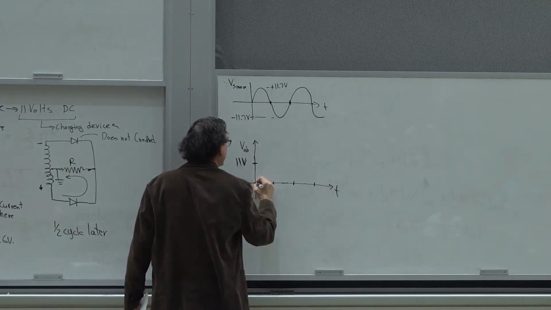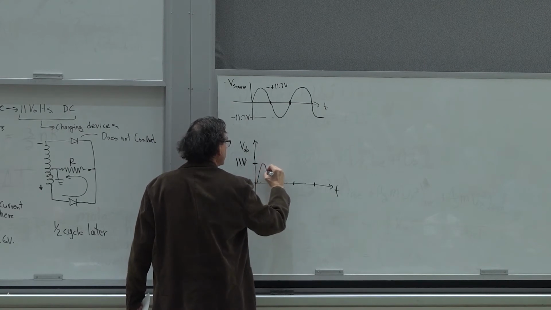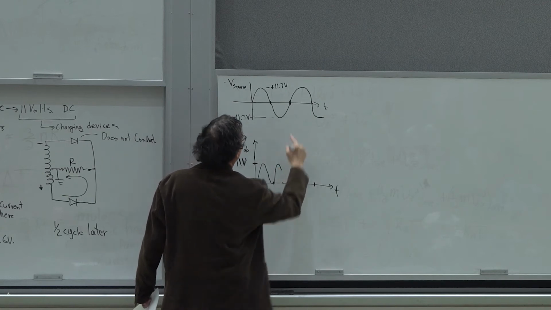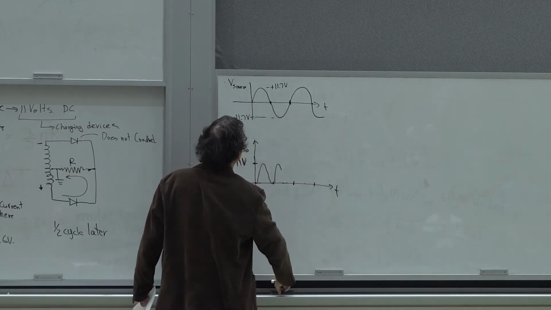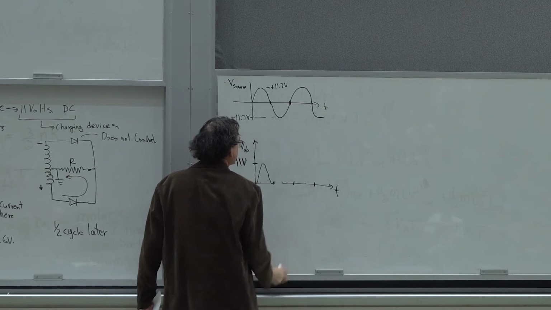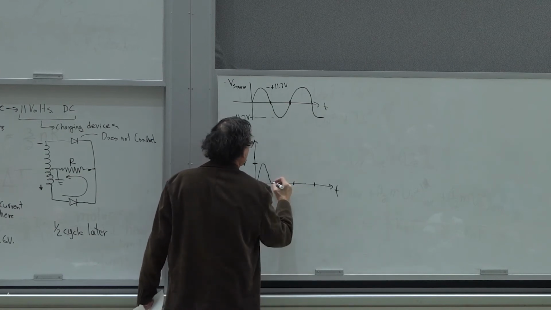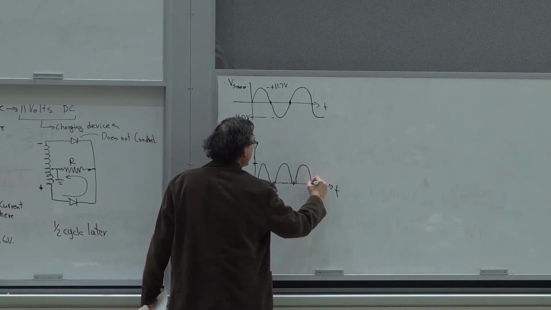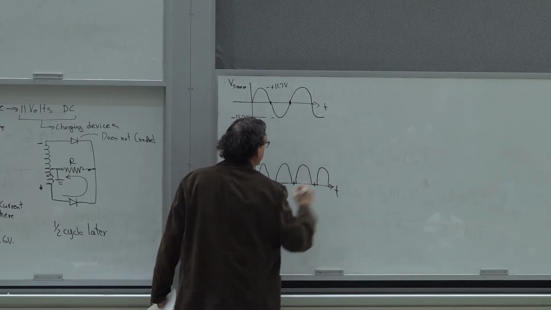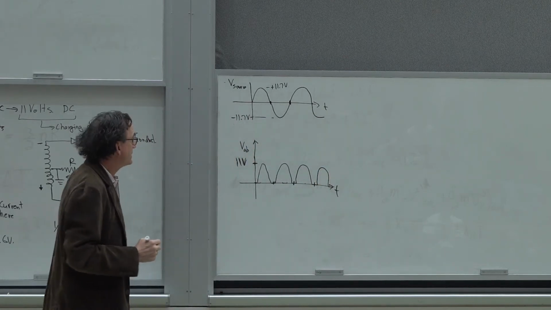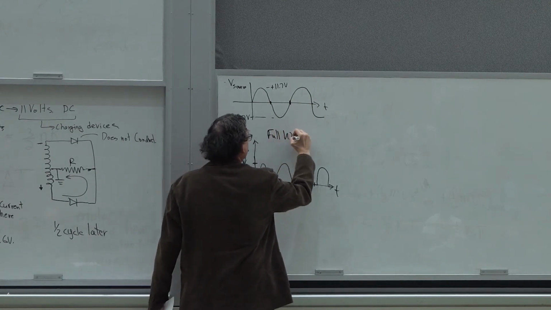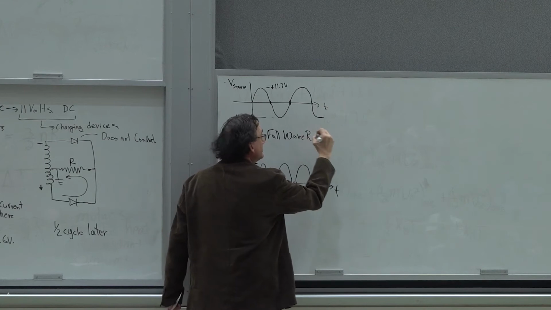So what I see now is it goes up, back down, goes back up. It's a little hard to see from this angle, but I'll try anyway. This thing goes up, comes back down, and then it's flat, and then it comes back up, goes back down, it's flat, etc. That is full wave rectification. Full wave rectifier.